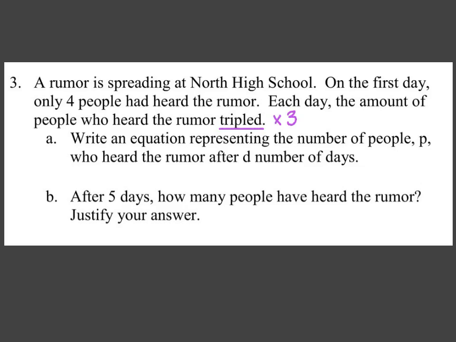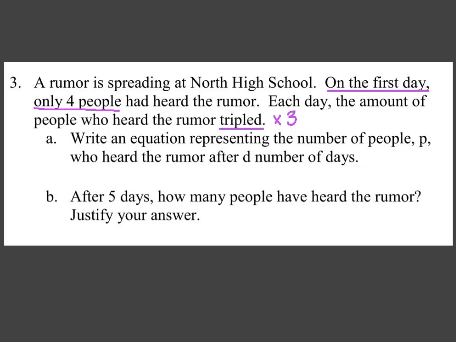number of people. Now the other thing I need to know before I can write an equation is I need to know what my starting value was. Well, it says on the first day, only 4 people had heard the rumor. So I now have my starting value, which is 4, and I have my common ratio, which is 3, because it's tripling every day. So I can write this equation that it's asking for in part A.